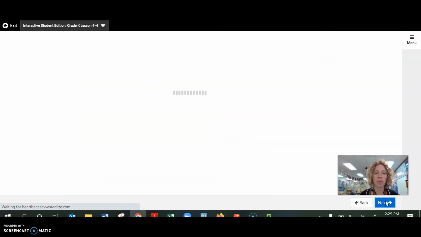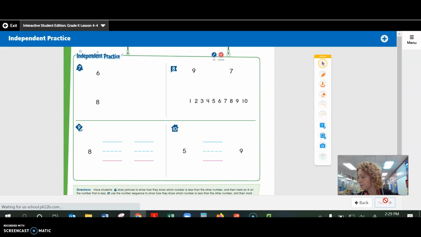All right, this is the independent practice that you need to do. So the first thing you're going to do is you are going to make 6 here and you're going to make 8 here. All right, get a look at your numbers. I want you to put an X on the number that is less, smaller amount. Okay, the number that is less.